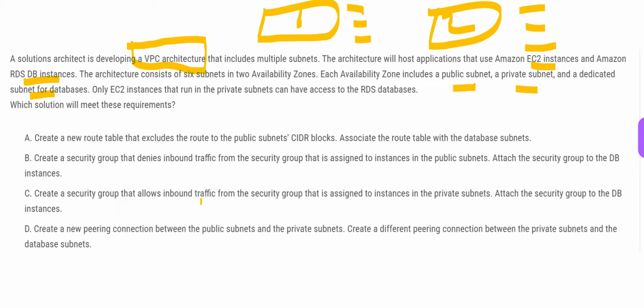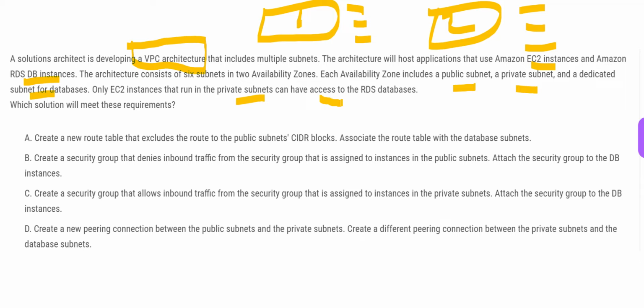So only EC2 instances that run in private subnets can access the database. Only the one in the private subnet can access RDS. I'm repeating it again: if you are in a public subnet, you cannot access the database. If you are in a private subnet, then you can access the database. Okay, this is what you need to implement.